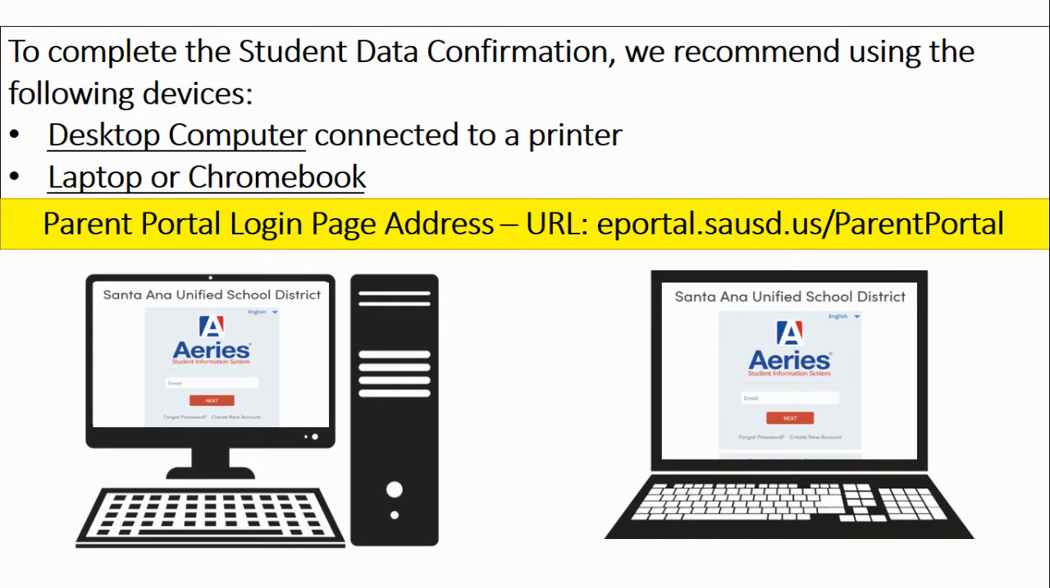To complete the student data confirmation, we recommend using the following devices: desktop computer connected to a printer, laptop, or Chromebook. Simply type the parent portal login page address, which is the URL eportal.sausd.us/parentportal.